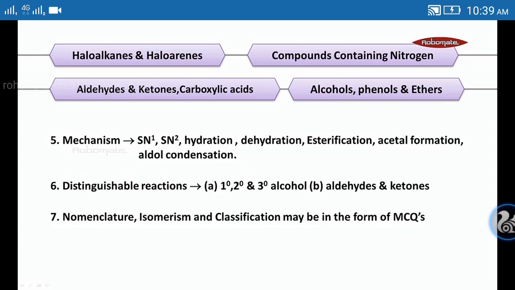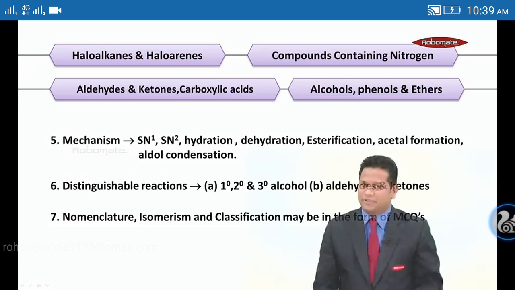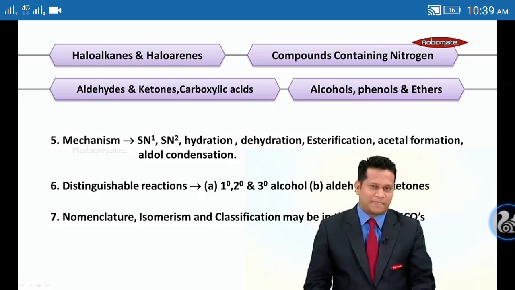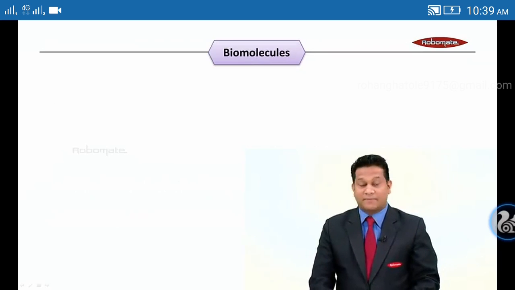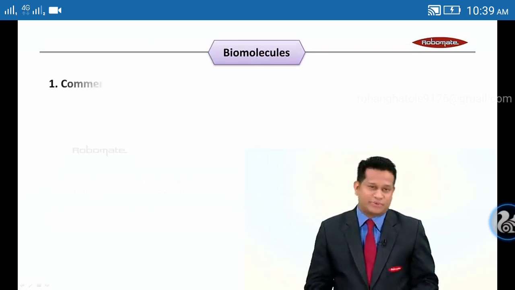What is more important to note is nomenclature, isomerism and classification in all these 4 chapters can be or may be in the form of multiple choice questions. Let's move ahead with the next chapter, that is biomolecules.